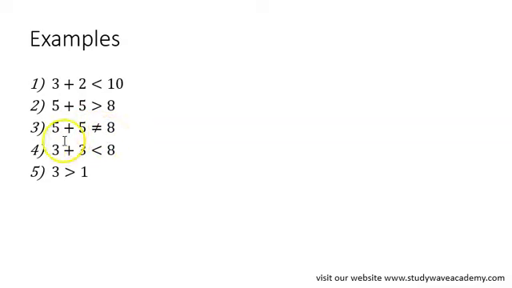Okay? We have here 3 plus 3 is less than 8. How do we know 3 plus 3 is less than 8? Because when we add 3 plus 3, it will give us 6. And 6 is less than 8, right? 8 is a greater number. 6 is a lesser number. So 3 plus 3 is less than 8. It is correct. Okay? Now we move on to the next one.